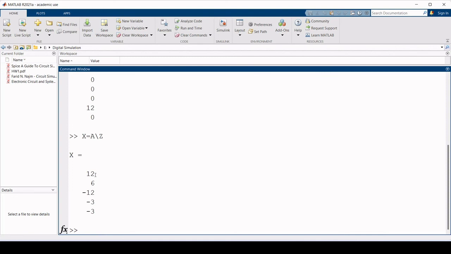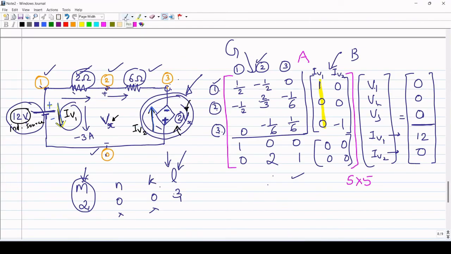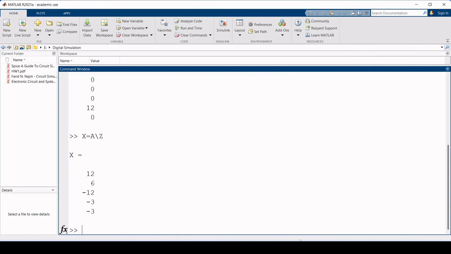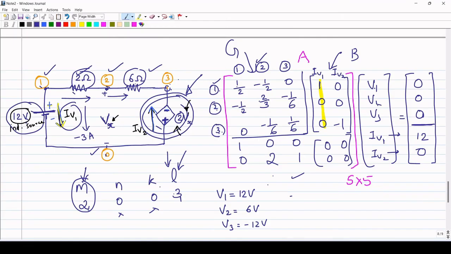So the solution is 12, 6, minus 12, minus 3, minus 3. So our V1 is 12, V2 is 6, V3 is minus 12, and the two currents IV1 and IV2 both are equal to minus 3. So let us write it here. The solution is V1 equal to 12 volt, V2 equal to 6 volt, V3 equal to minus 12 volt, IV1 equal to minus 3 ampere, IV2 equal to minus 3 ampere.